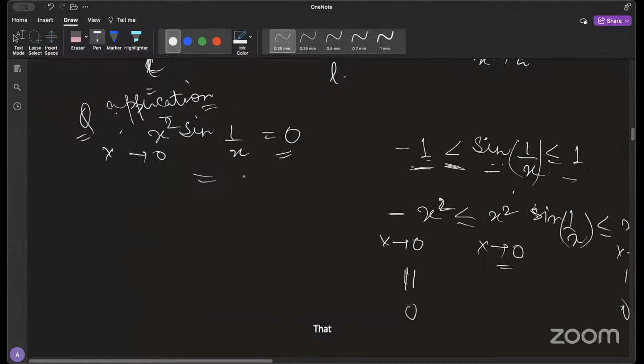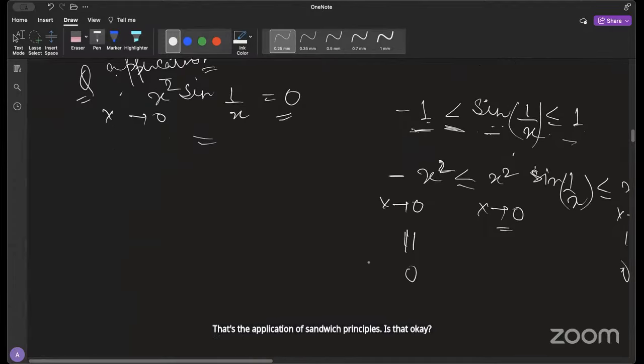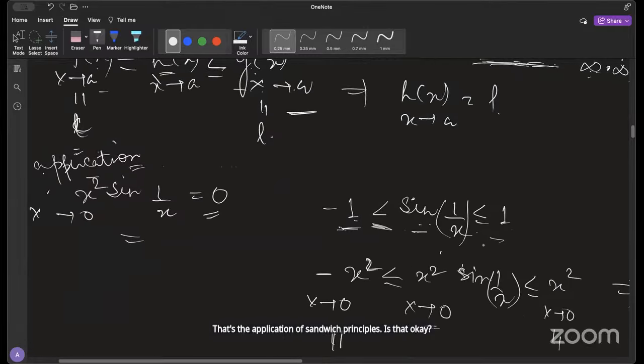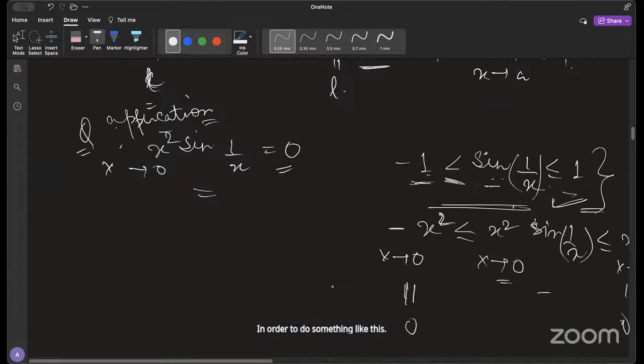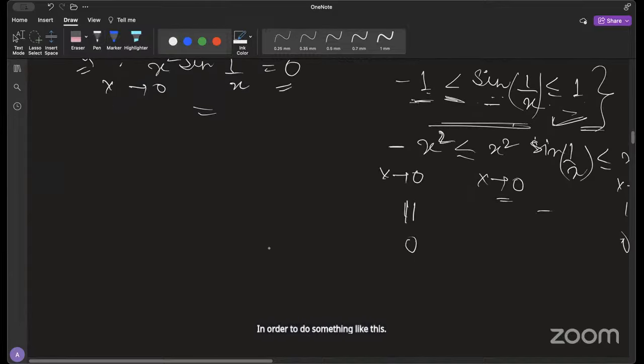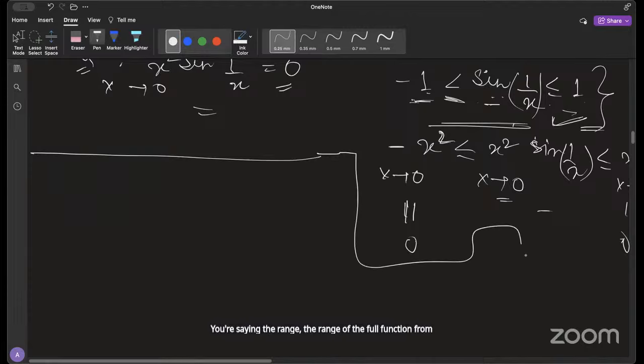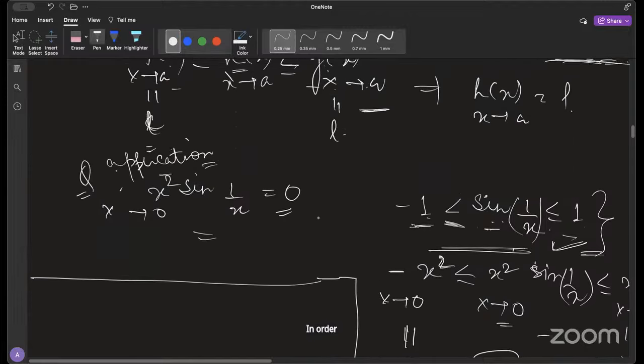So this means that this limit that you're looking for is 0. That's the application of the sandwich principle. Is that okay? But it needs a lot of known things already. Like you should know this thing, and you should be able to come up with this thing in order to do something like this. So you're saying we should know the range of the function from where to where in order to apply the sandwich principle?